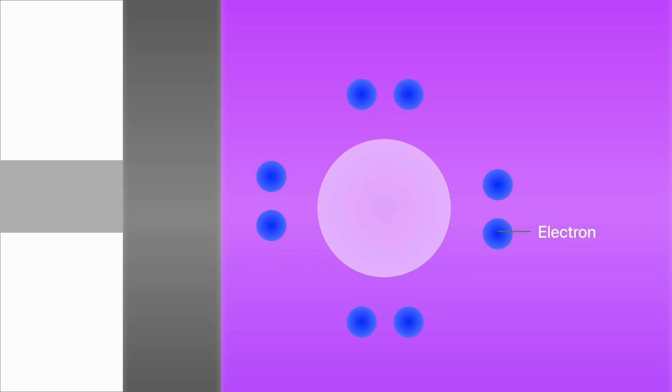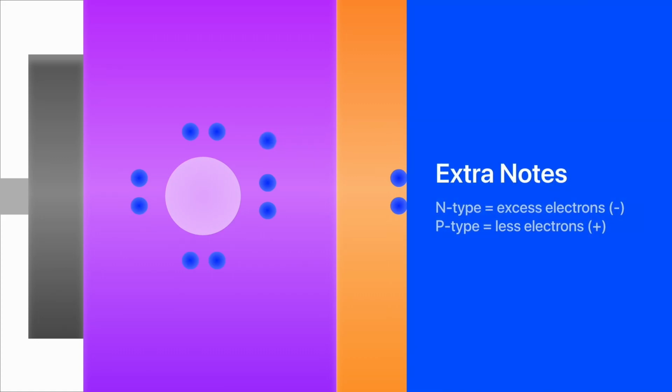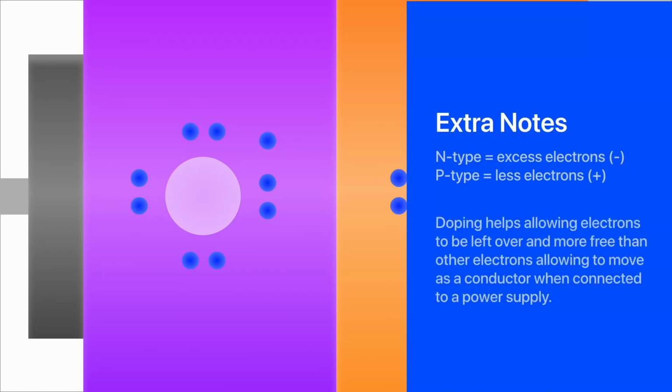This is an electron. In chemistry, if an atom has 8 electrons, it is stable. This forbids any electron from going into the circuit, hindering the flow of current. However, this can be changed through a process called doping. If we add another element, this changes the impurities of the silicon and changes its conductivity, resulting in an N-type or a P-type semiconductor. N-type has excess electrons and P-type has fewer electrons. Doping leaves electrons more free than other electrons, allowing them to move as a conductor when connected to a power supply.